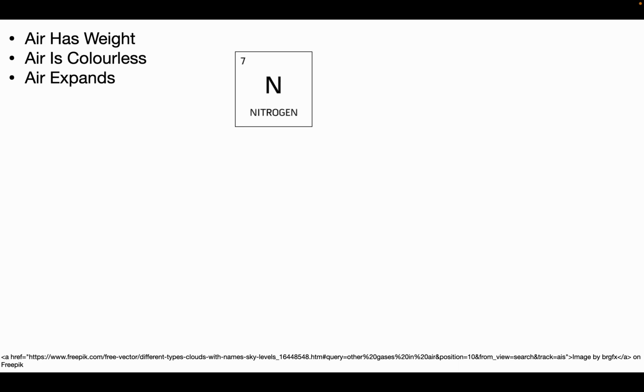Next property is air is colorless. It's universally proven. Can you see color in the air? In America, air is white color. In Japan, air is green color. No. Across the world, air is only one color, which is no color. Alright? And air expands. Air expands on heating. So what happens, right? The hot air molecules need more space.